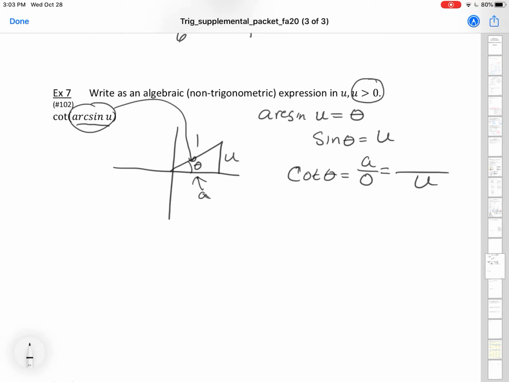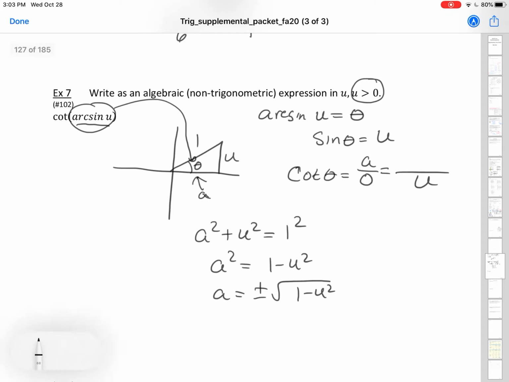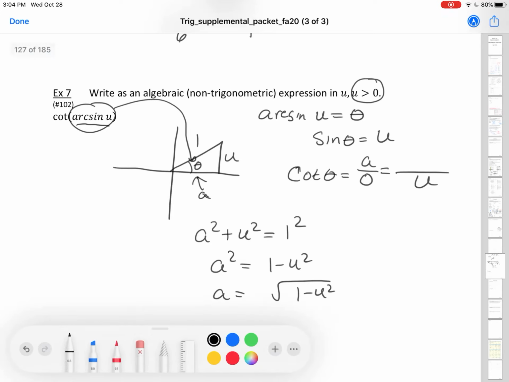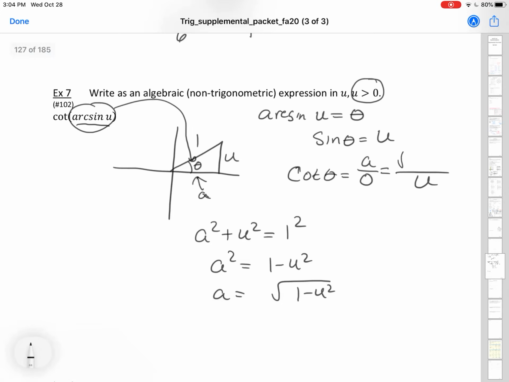Well, let's go find it. I know that a squared plus u squared needs to be equal to 1 squared. I know that a squared then is equal to 1 minus u squared. So a is equal to technically plus or minus the square root of 1 minus u squared. But you and I know, because it's in the first quadrant, that that's a positive x direction, and it's the positive square root. So what's this equal to right here? The cotangent of that angle is the adjacent side, which we just found out is the square root of 1 minus u squared, over u. So the answer to this one is the square root of 1 minus u squared all over u.